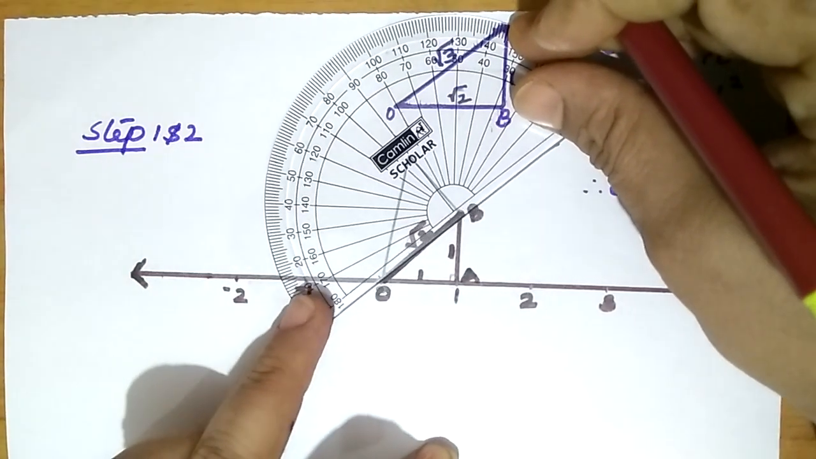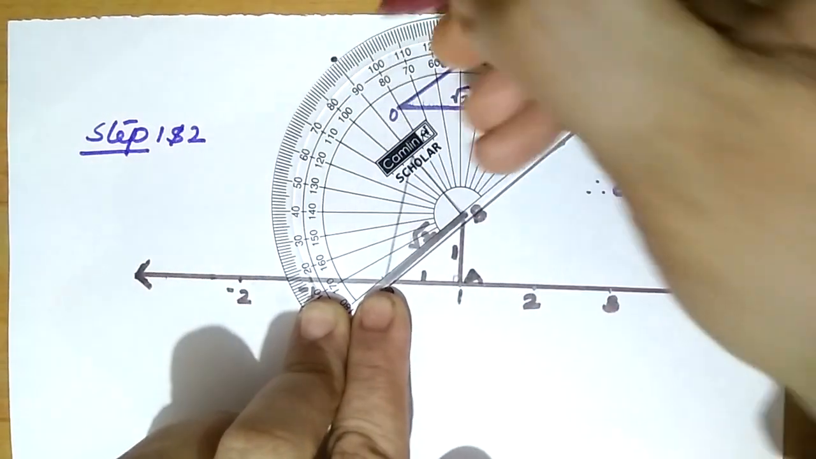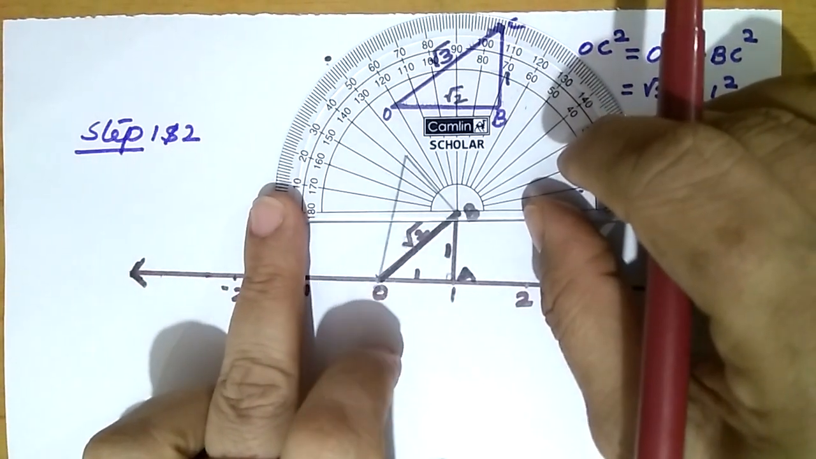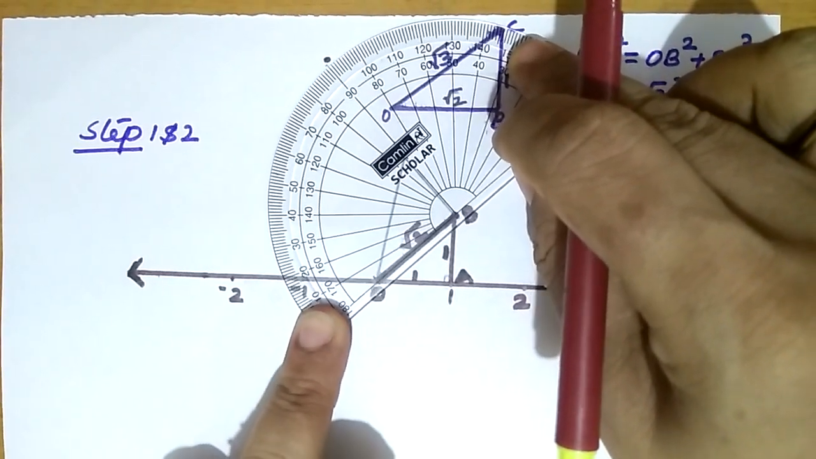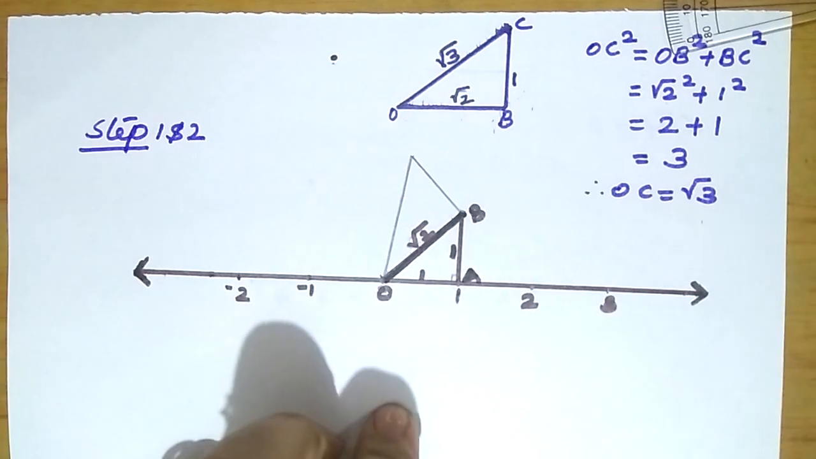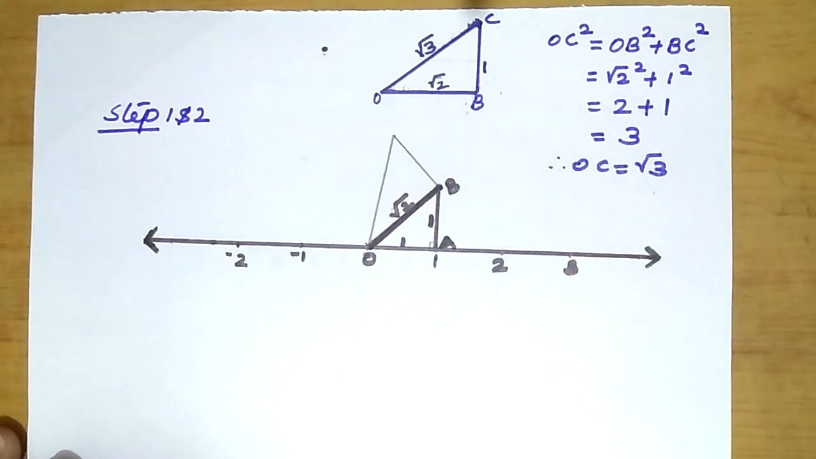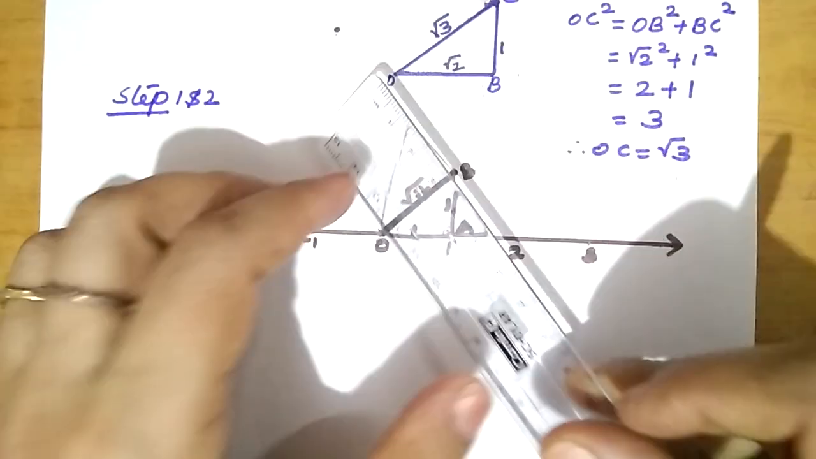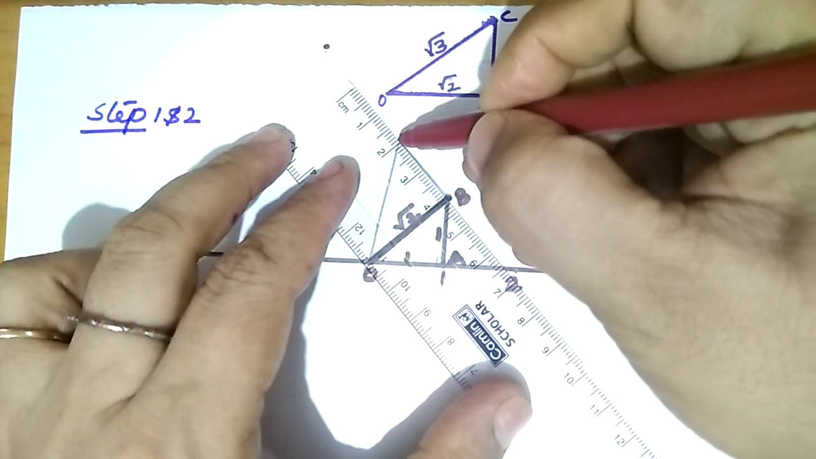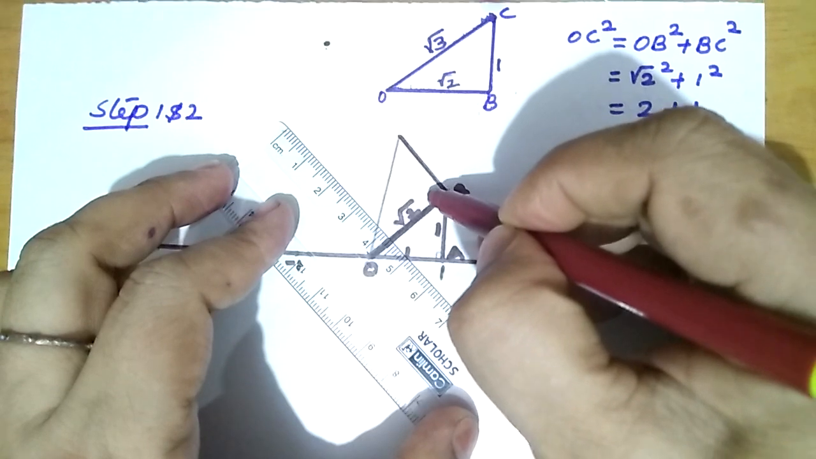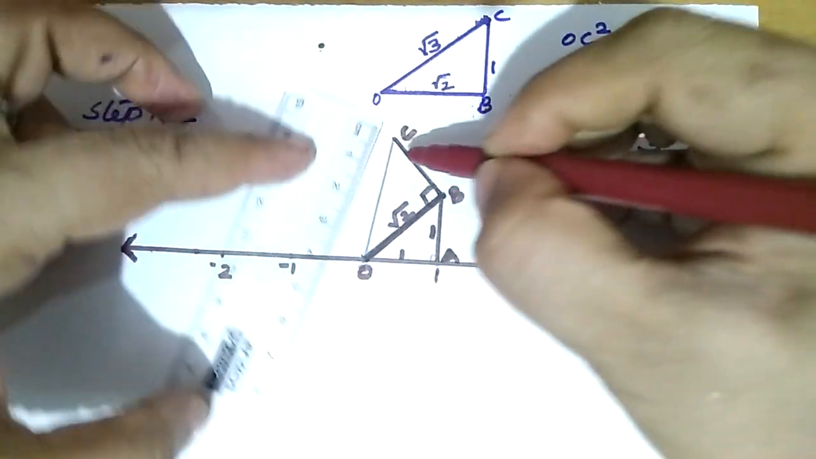Now take OB as the base like this. Now along this, mark 90 degrees. Don't keep it like this. You have to take OB as 0 on the protractor and mark 90 degrees. Again we have to take 1 centimeter. Now we have marked 90 degrees, and along that 90 degrees we have to take 1 centimeter. So now BC is the height for us, 1 centimeter.